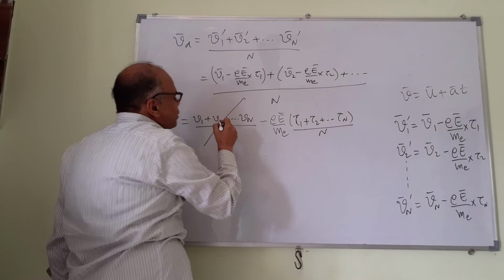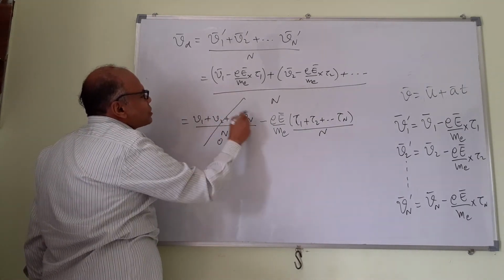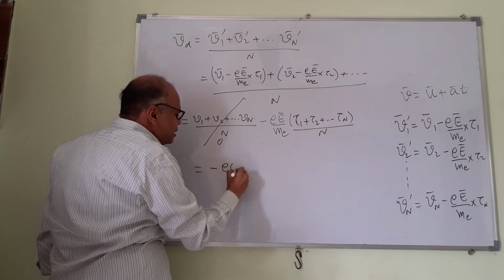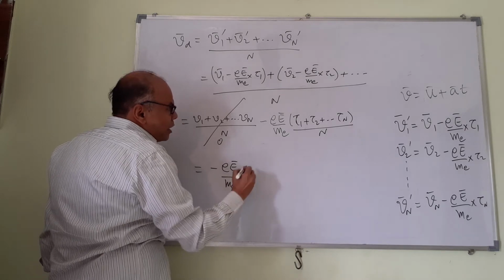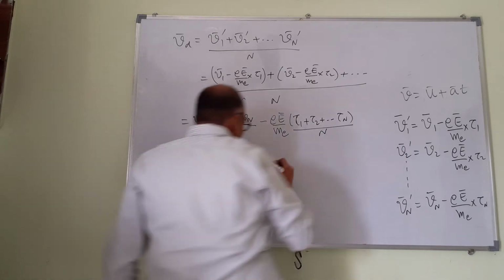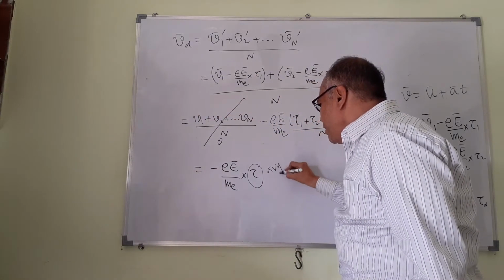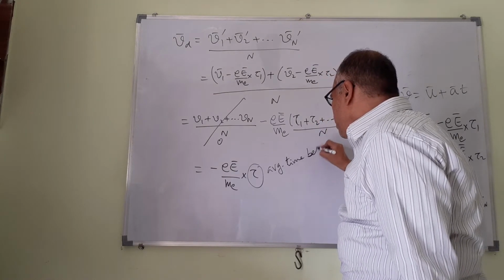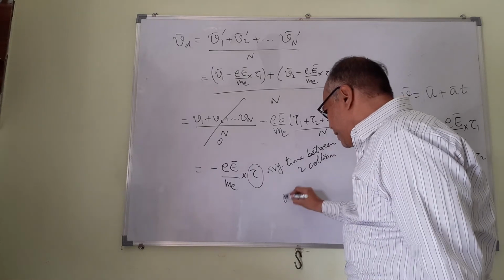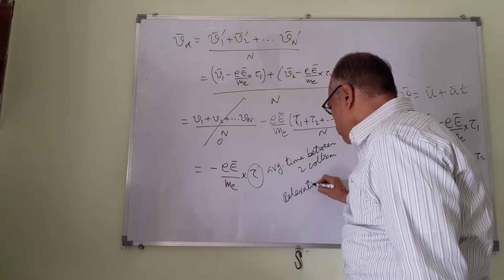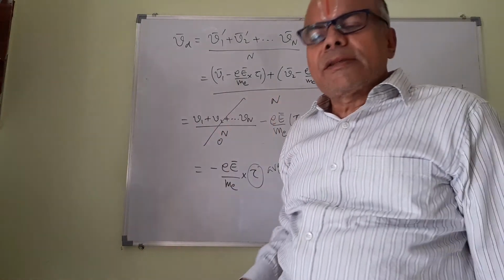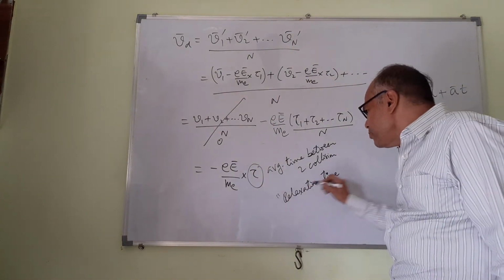That is, in the absence of the electric field, this was the velocity and the average of all that is 0. And I can now write this as e by me, and the average of all these times between two collisions, we will call it tau. Tau is the average time between two collisions. It is also called the relaxation time, because that is the time when there is no collision and the electron is able to relax.